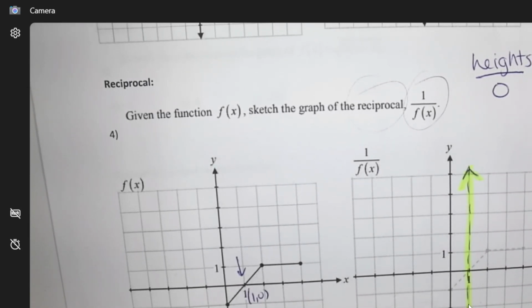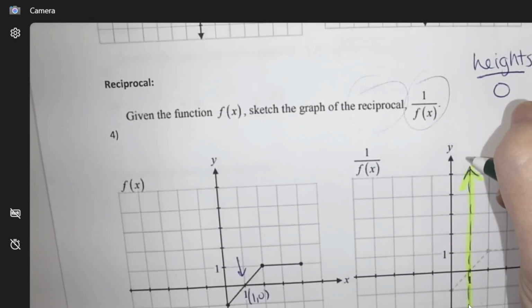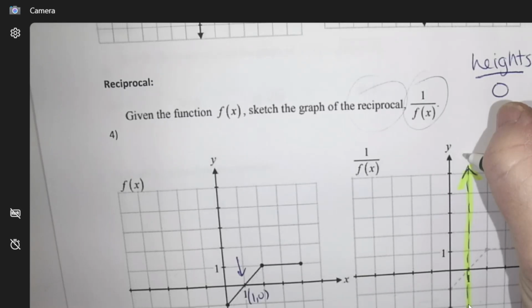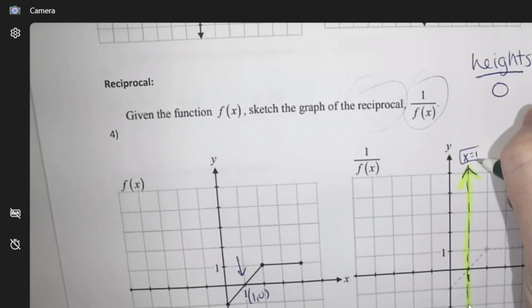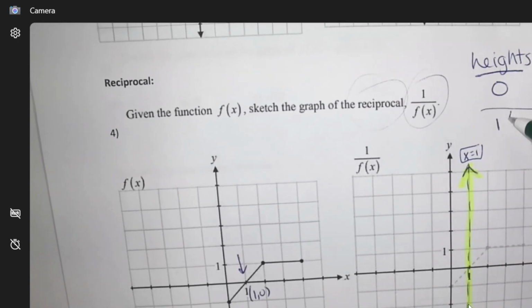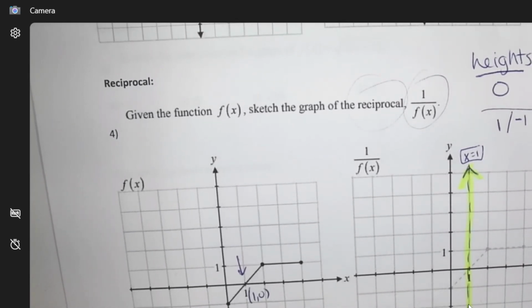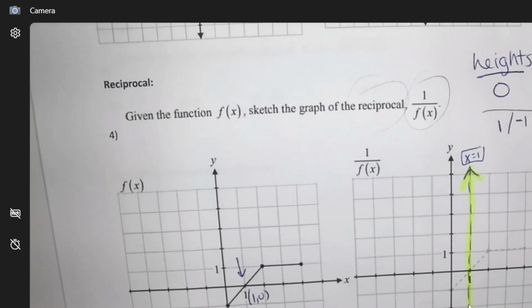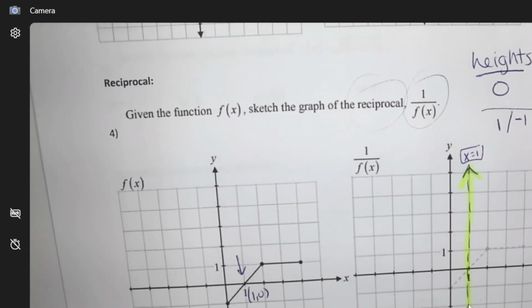If I ever asked a question that just said, what's the equation of the asymptote? What would this equation be if you had to write it? X equals 1. Okay, now the next thing I do is 1 and negative 1. Why do I pick those values? What's special? When you flip 1, they just stay, right? Invariant. When you flip 1, it's 1.